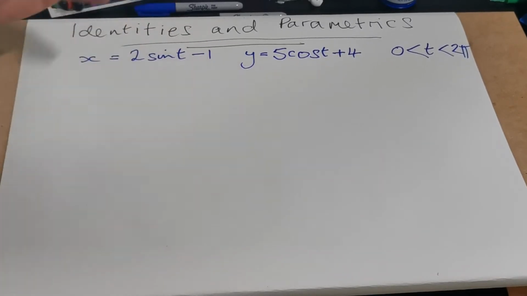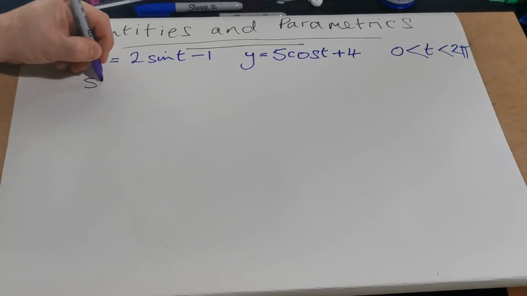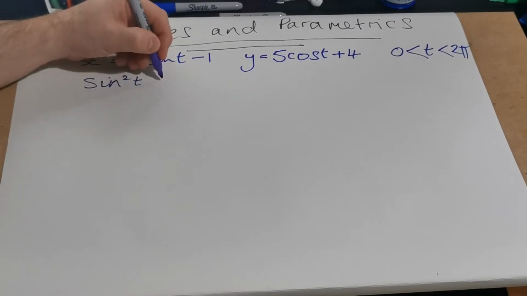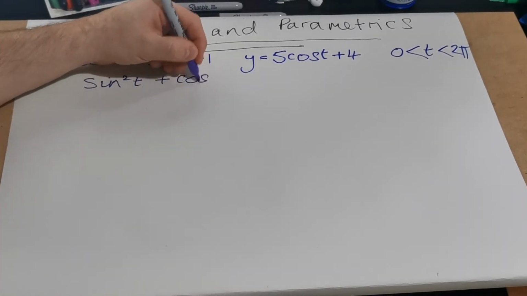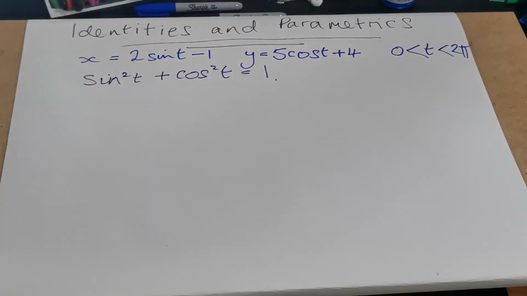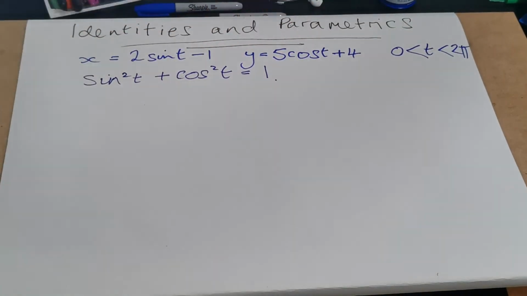Here is really the key to where I'm going. If I said to you, name me an identity in trigonometry, you would go straight for the one that sine squared t plus cos squared t equals 1. That's where you'd head for straight away. So what I'm going to do is try and make sine t the subject of this one and cos t the subject of that one, and then see if we can use this identity.